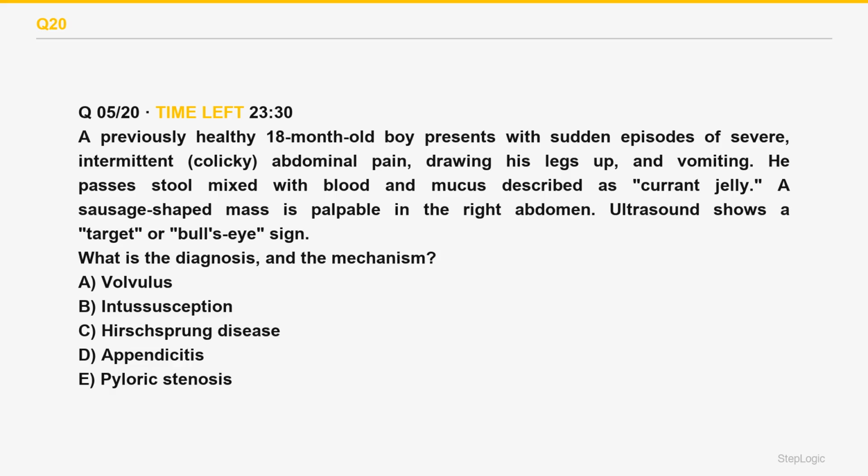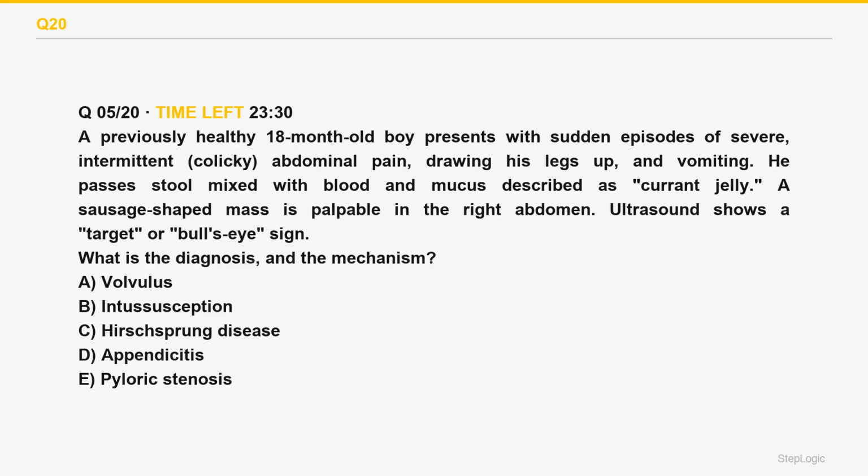What is the diagnosis and the mechanism? A previously healthy 18-month-old boy presents with sudden episodes of severe intermittent colicky abdominal pain, drawing his legs up and vomiting. He passes stool mixed with blood and mucus described as currant jelly. A sausage-shaped mass is palpable in the right abdomen. Ultrasound shows a target or bull's eye sign.